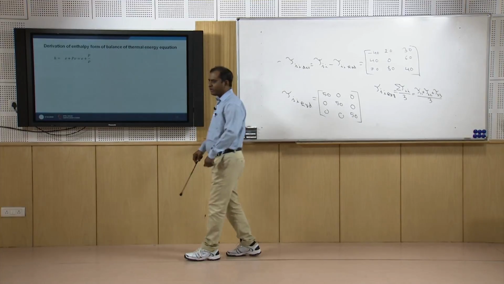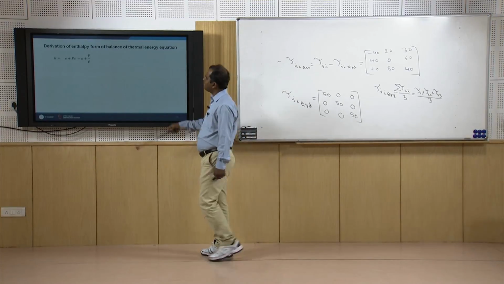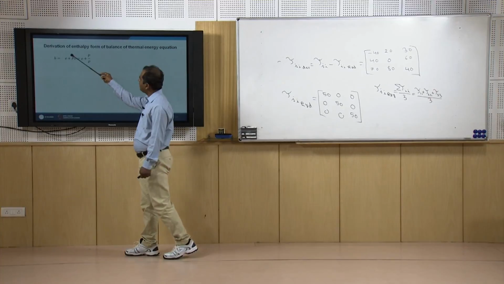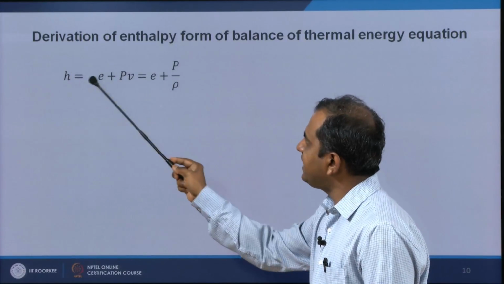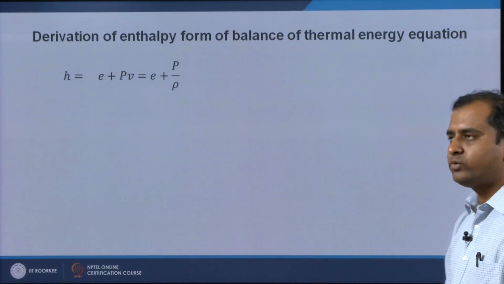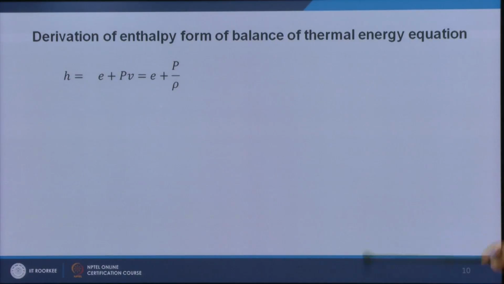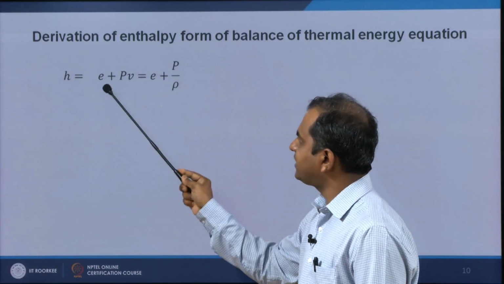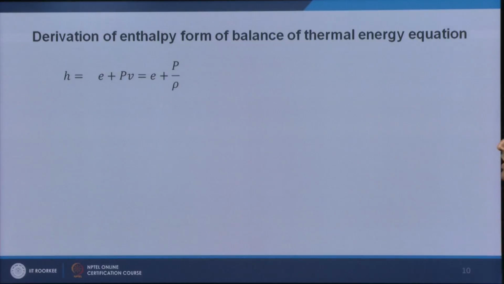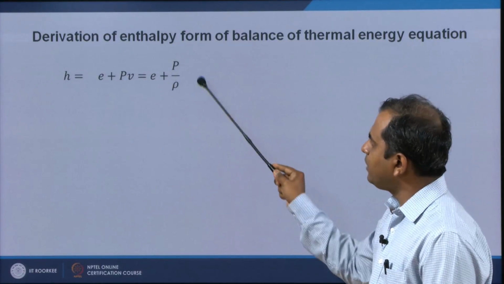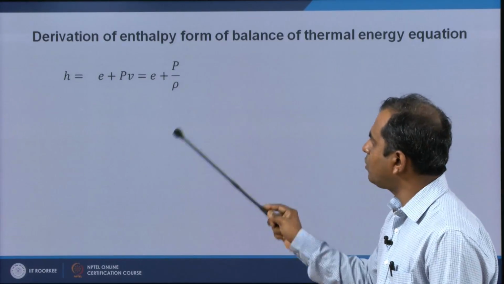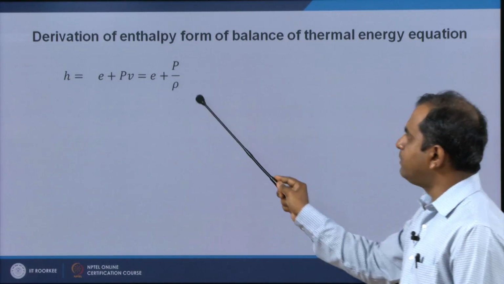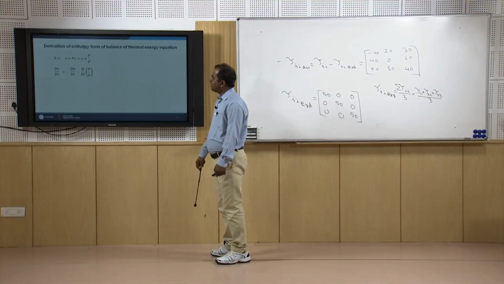Next, let us see what the other forms are. Here let us try to replace this E by H, which is nothing but enthalpy. We are trying to see the enthalpy form of the thermal energy balance equation. Now, we know from thermodynamics that enthalpy H can be written as E plus P into V. E is the internal energy, and the specific volume V can be written as 1 by rho. So, H becomes E plus P by rho.